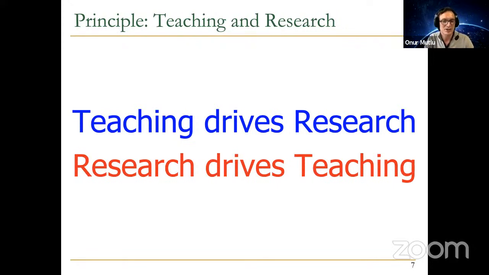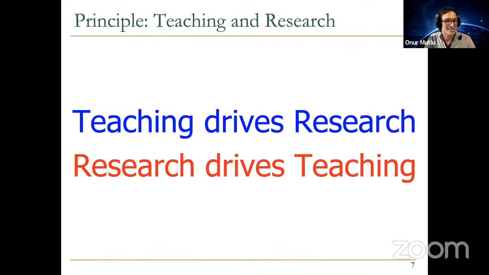So teaching drives research, meaning that by understanding the fundamentals, you can actually do something fundamentally better and improve the state of the art, make lives better, as we will discuss. And research drives teaching, because once you figured out a better way of doing things, that becomes a fundamental component for future generations. So research 10 years ago becomes education 10 years later, let's say.